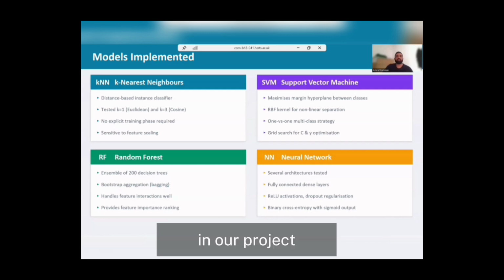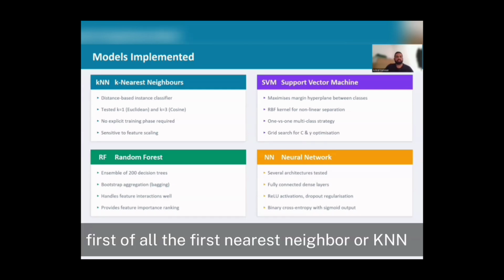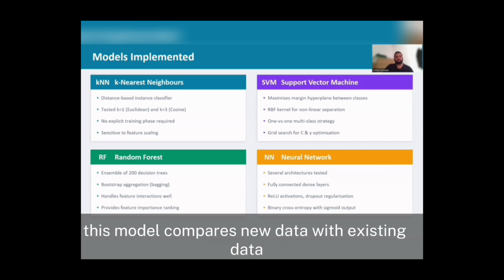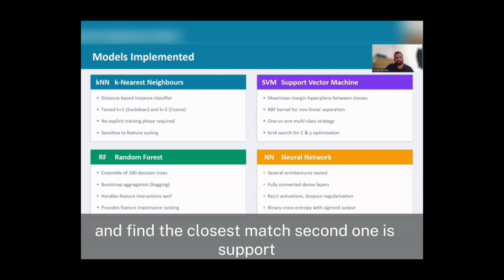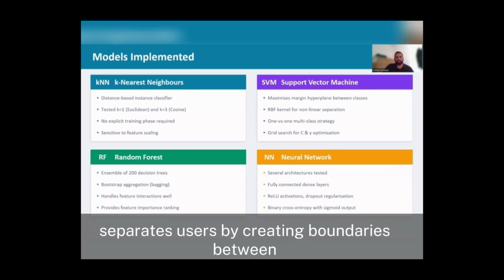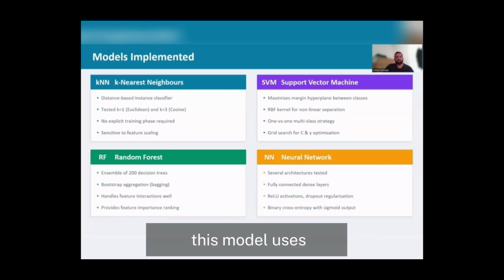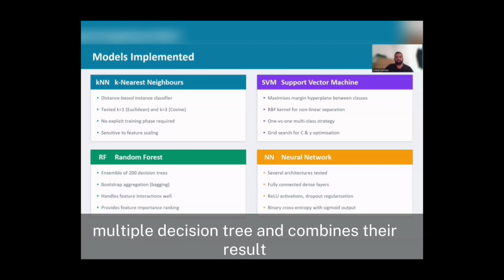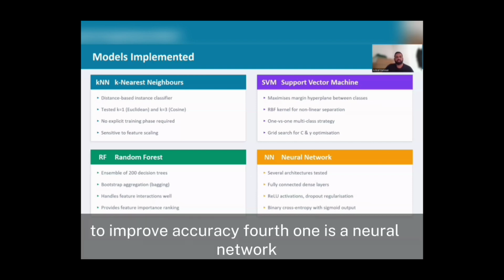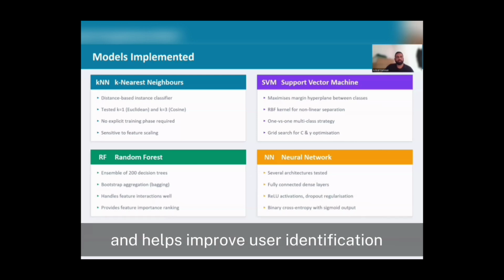Well, in our project, we implemented four machine learning models. First of all, the k-nearest neighbor or KNN. This model compares new data with existing data and finds the closest match. Second one is support vector machine or SVM. This model separates users by creating boundaries between different classes. The third one is random forest. This model uses multiple decision trees and combines their results to improve accuracy. Fourth one is a neural network. This model learns patterns automatically and helps improve user identification.